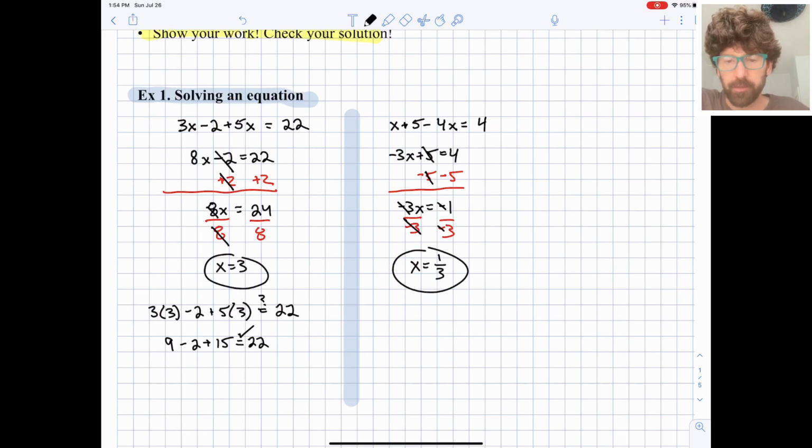And let's think about doing a quick mental check. Is 1/3 plus 5, so that's 5 1/3, minus 4/3, equal to 4? It is equal to 4, so we did it correctly.